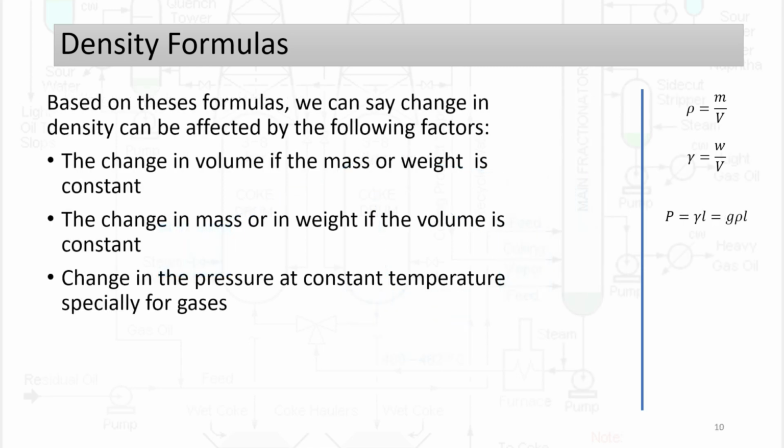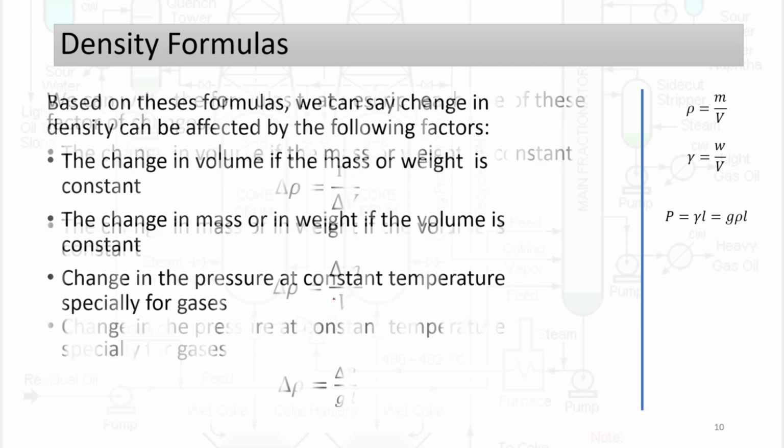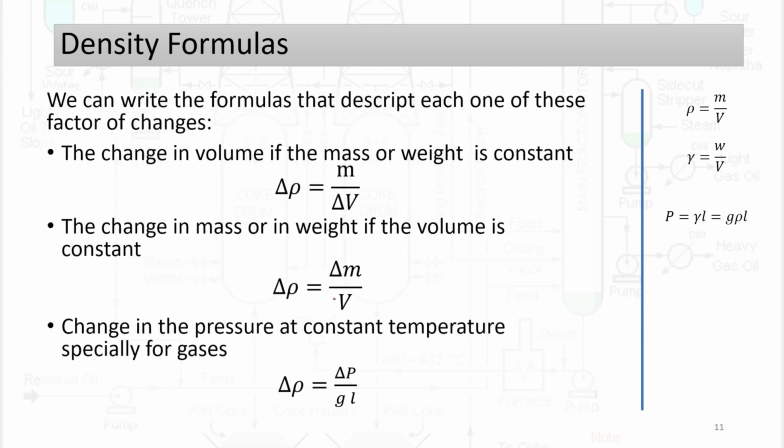Okay, based on this formula, we can say any change in density can be affected by the following factors: either changing the volume if the mass and weight are constant, or changing the mass or weight if the volume is constant, or changing the pressure at constant temperature, especially for gases. And also changing the mass and volume at the same time. Also all of them affect. So we can write the formula that describes each one.